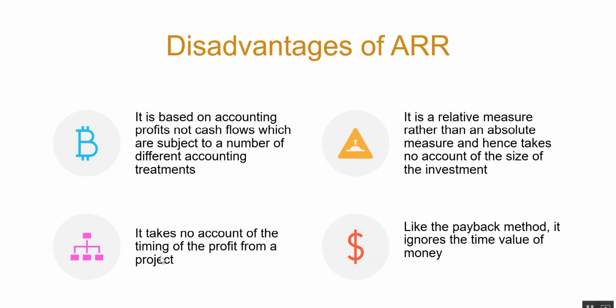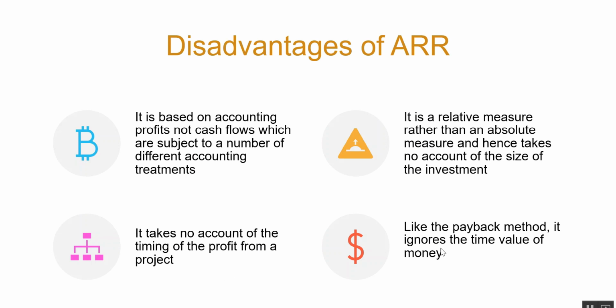What is the third disadvantage? It takes no account of the timing of the profit from a project. Whenever capital is invested in a project, money is tied up until the project begins to earn profits which pay back the investment. The money tied up in one project cannot be invested anywhere else until it earns profit. So the management should be aware of early repayment from the investment, which will provide money for other investment opportunities. So that is the third disadvantage.